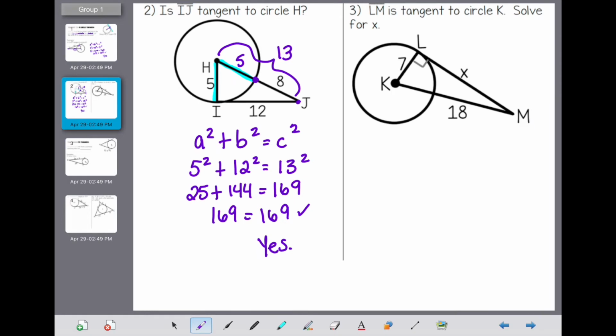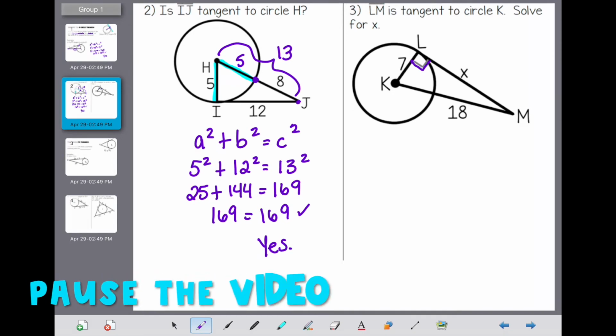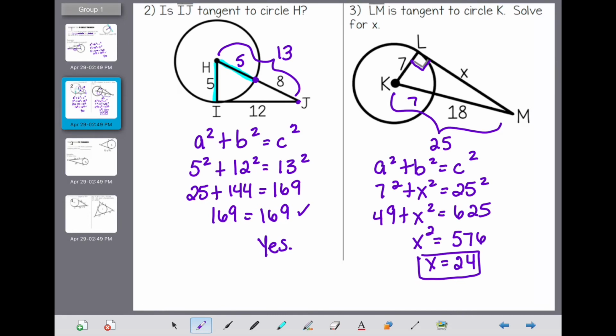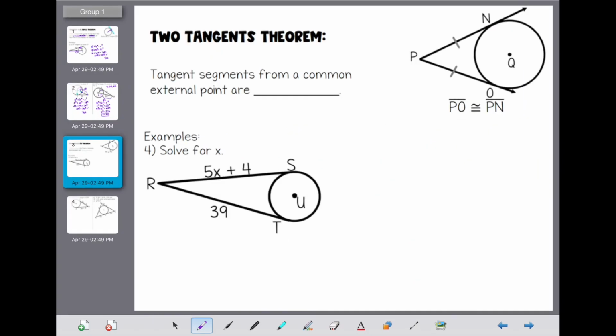Number 3, LM is tangent to circle K, solve for X. So in this one, we already know that we have a right angle right here. So we have a right triangle, so pause the video to solve for X. Again, in number 3, if you have your Pythagorean triples memorized, 7, 24, 25 is a very common one. So you could have skipped the work, but if you did show the work, you should have still gotten that X equals 24.